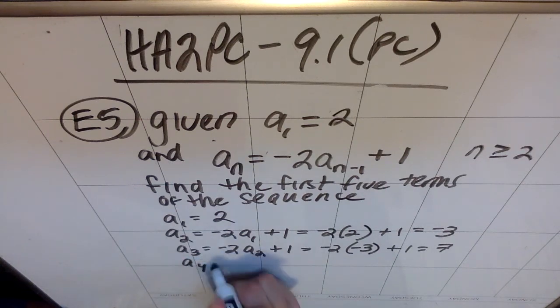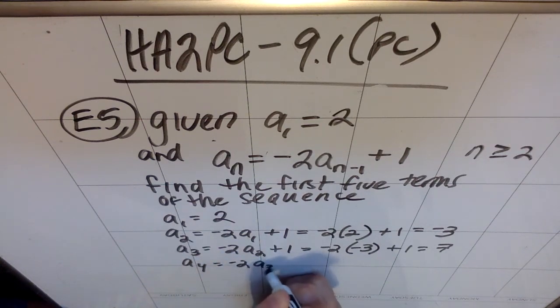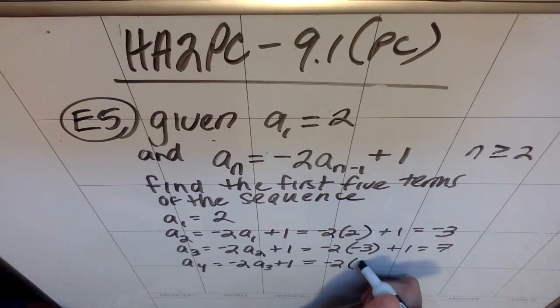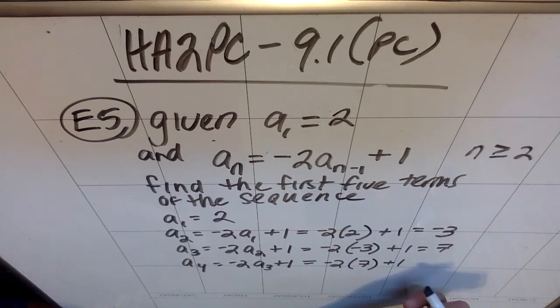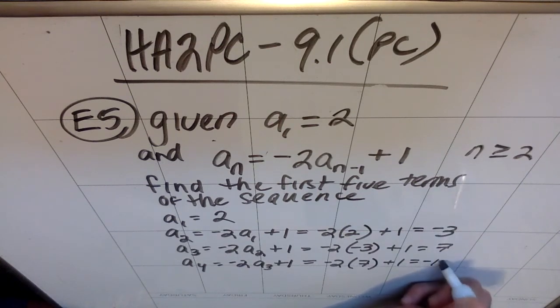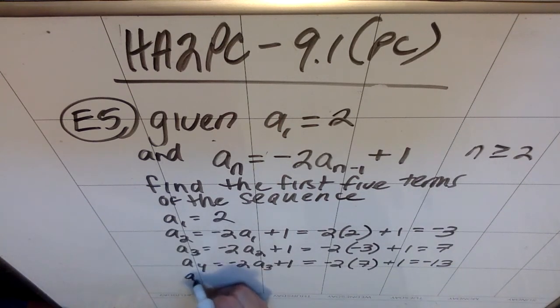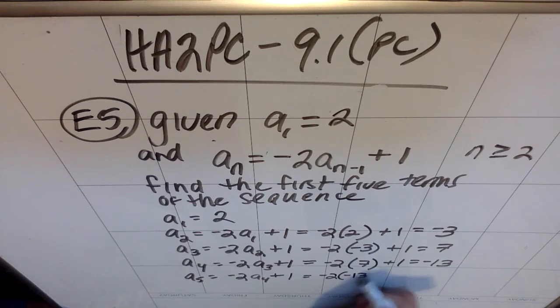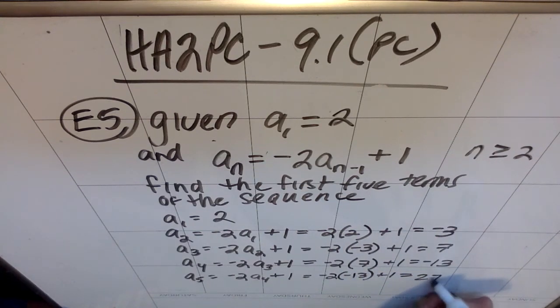A sub 4 should be a negative 2 times a sub 3, the term that just happened, plus 1, which would be a negative 2 times a 7 plus a 1. Well, that's a negative 14 plus a 1, so that's a negative 13. And finally, my a sub 5 should be a negative 2 times, sorry, skipped a step. You don't have to write this middle step. I'm just trying to show you where it came from. Negative 2 times a sub 4 plus a 1, which is a negative 2 times a negative 13 plus a 1. Well, that's a positive 26 plus 1, so I get a 27.